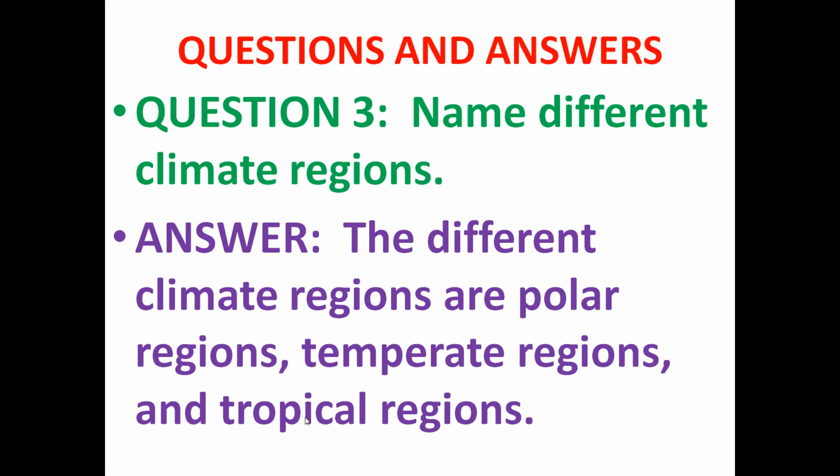So question number 3, name different climate regions. The answer for this is the different climate regions are polar regions, temperate regions, and tropical regions.